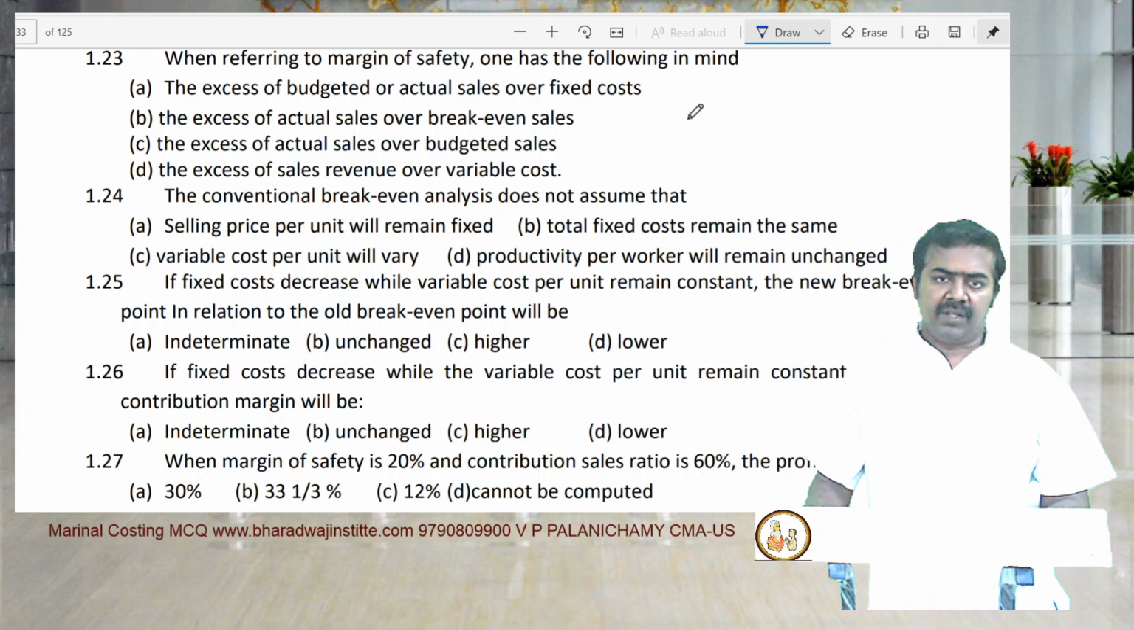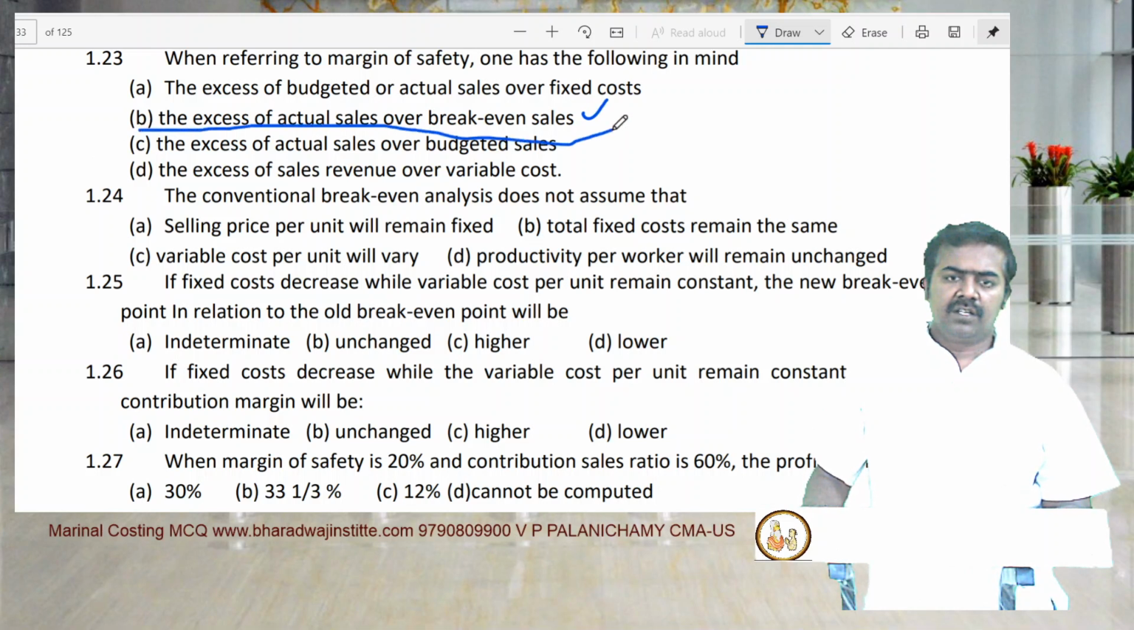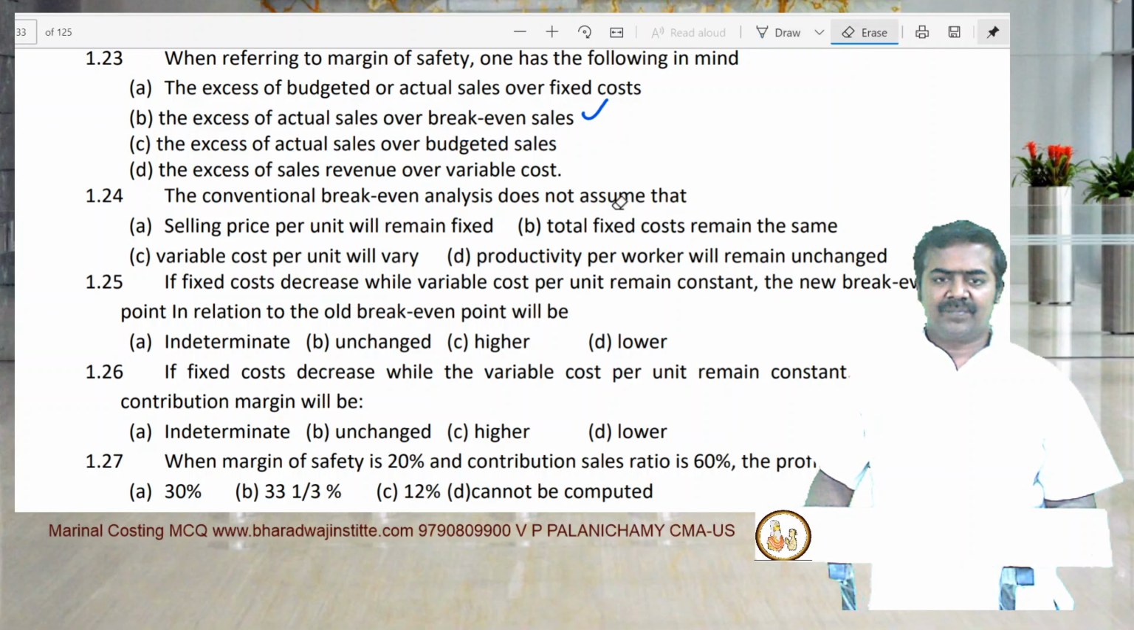What do you mean by margin of safety? Actual sales minus break-even sales. Answer is B. Actual sales minus break-even sales. Okay. Next.